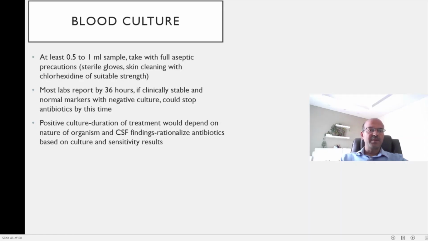A blood culture is very important as a confirmatory test for sepsis, and we need a good sample of 0.5 to 1 ml. Take with the full aseptic precautions. The blood bank or the microbiology lab should make sure that the agent they use is appropriate for the newborns with this lower sample volume.